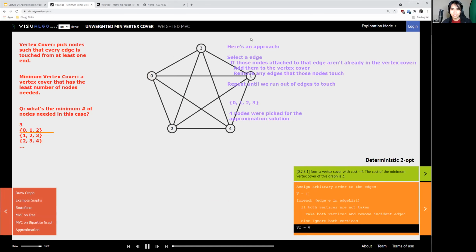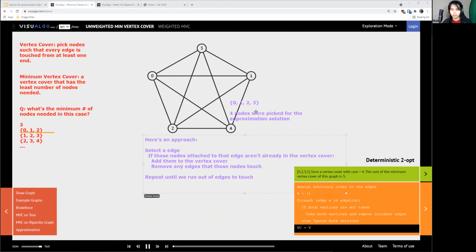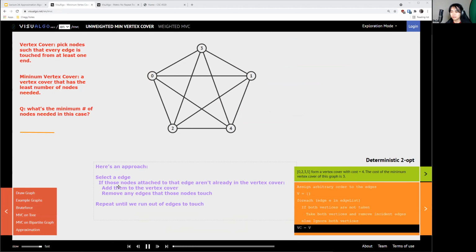In this case, we'll look at K5. It's called K5 because every single node has an edge to every other node. What I want you to do at this point is to find the minimum vertex cover optimally. What is the optimal solution for this graph? Then we're going to run the approximation algorithm and see if it gives us a good answer. So I'll give you about 30 seconds to think about what the minimum vertex cover is for this graph, and then we'll look at it together.